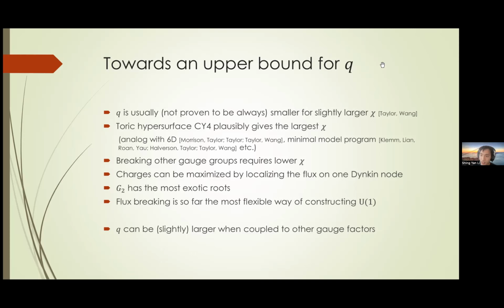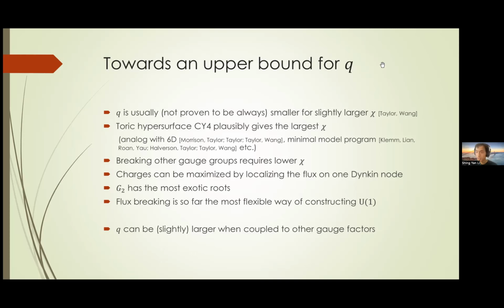There are various reasons for that. First of all, it has been proven that toric hypersurface KPL, which is exactly what the K-state base is giving, is the largest, some analog of chi in 6D. And it's not unreasonable to believe that maybe the same statement will be true for 4D. And there's also an analogous minimal model program in KPL 4 volts that shows that maybe this toric hypersurface, at least possibly, will give you the largest chi that is available.